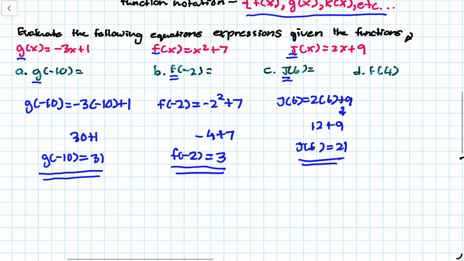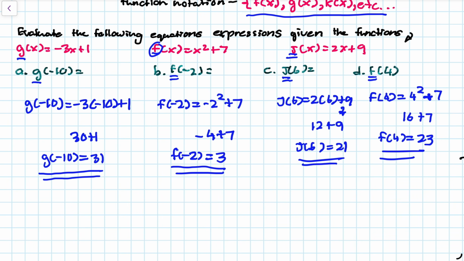Okay, let's go to F. Okay, so it matches right over here. Okay, so we are gonna put f of 4 equals, okay, 4 squared plus 7. Okay, so 4 squared is gonna be 16. So 16 plus 7. So f of 4 is gonna equal 23. And that's gonna be your final answer for all of these.